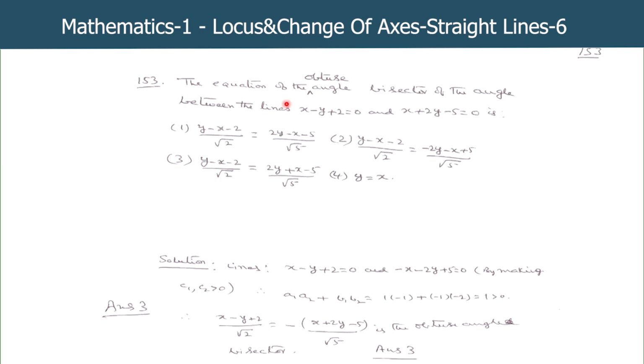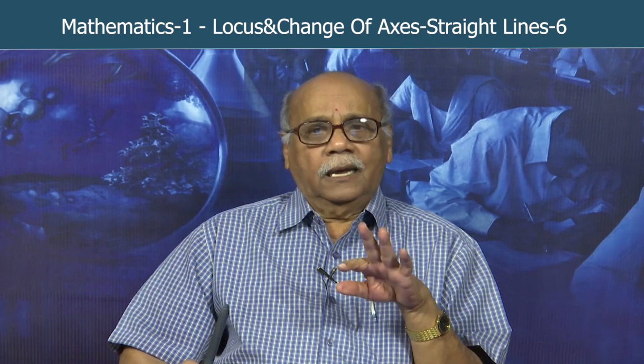153. The equation of the obtuse angle bisector of the angle between the lines x minus y plus 2 equal to 0 and x plus 2y minus 5 equal to 0 is so and so. Options are given. Now here is a small technique, the technique to find which bisector is an acute angle bisector and which is an obtuse angle bisector. There will be two methods.